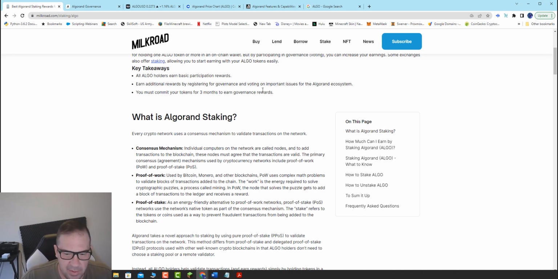So that's the crazy part. So the whole reason I got into this right here, right? You must commit your tokens for 3 months to earn governance rewards, right? So you can say, lock up 2,000 of my 4,000 Algorand, and I will vote. So for the next 3 months, those 2,000 are locked up. But here's the thing. Are they locked up? They kind of are. They kind of aren't.